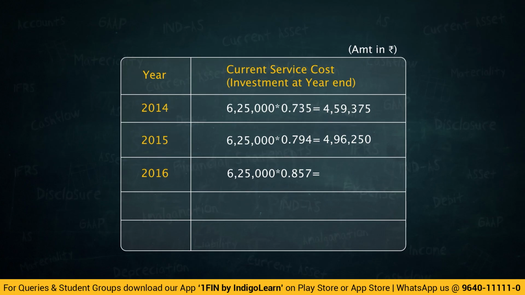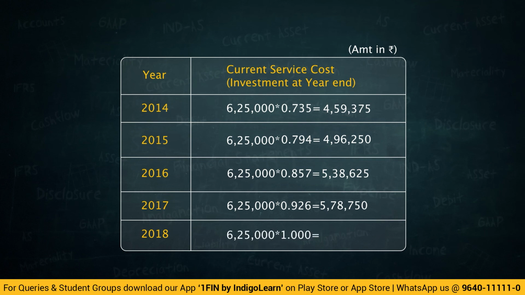That will be 5,38,625. Fourth year, you will discount it only for 1 term. That will be 5,78,750. Whatever is at the end of 5th year, well, there is no question of discounting. So that will be 1. So that will be 6,25,000. So these are the current service costs.